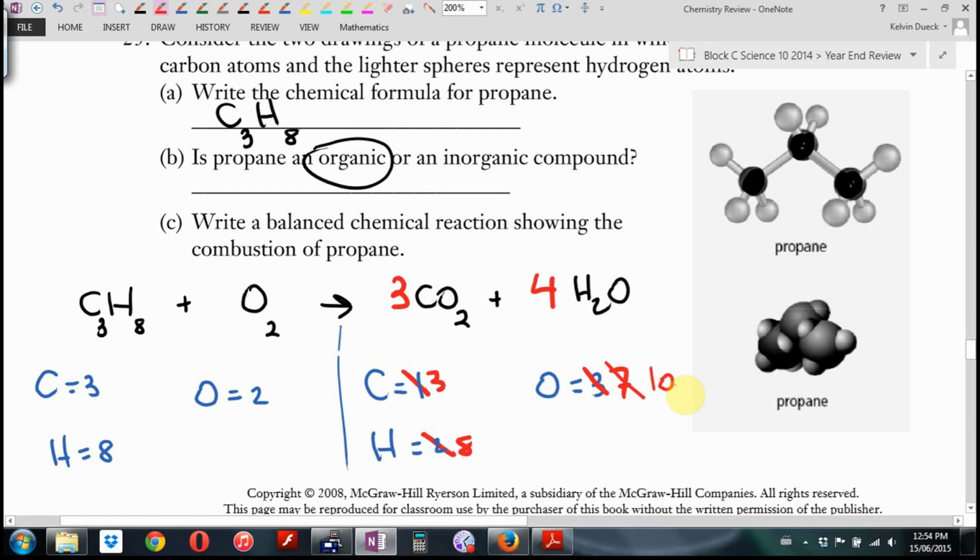How many oxygens on the right? 10. How many oxygens on the left? 2. How can I fix that? Balanced.